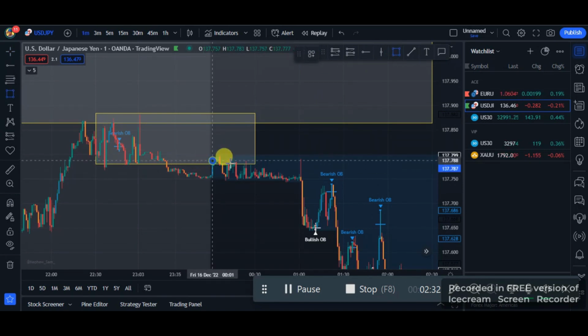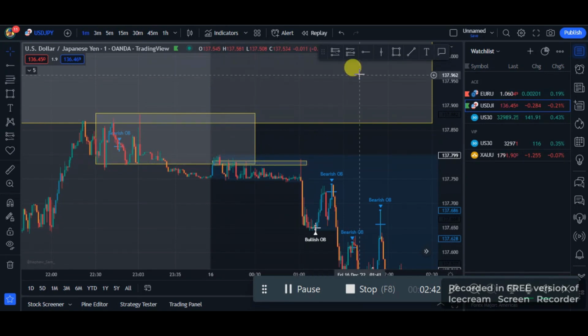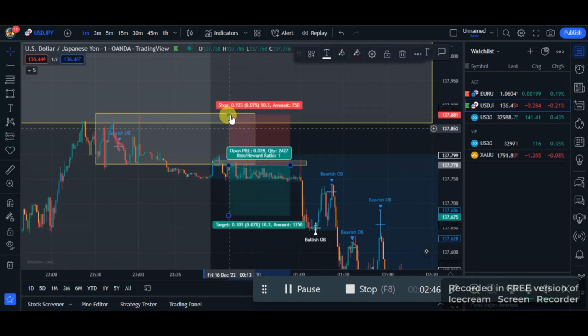So there's an order block here. When price retested the order block, you can see price retested it, came back down, and they gave us this order block down here. So what you want to do now is take your entry right at that order block.